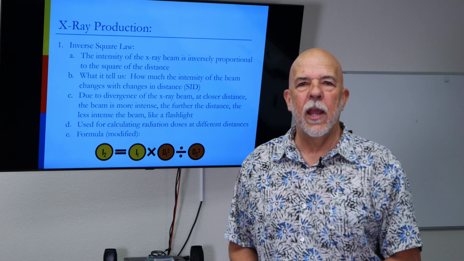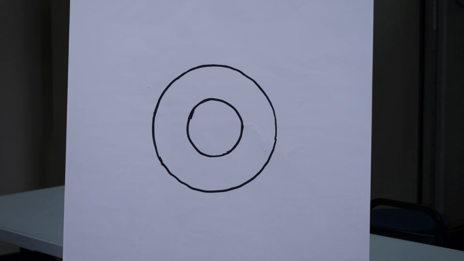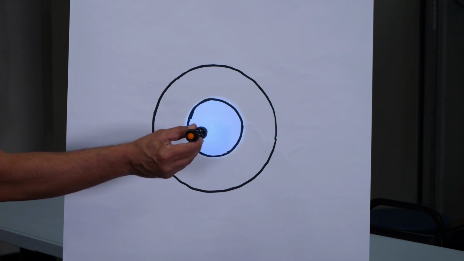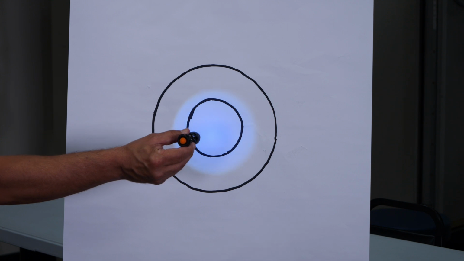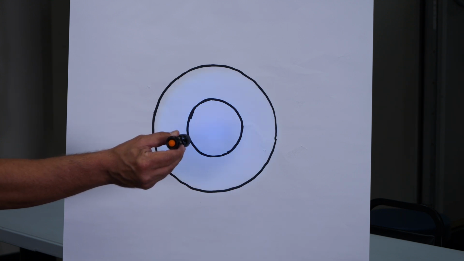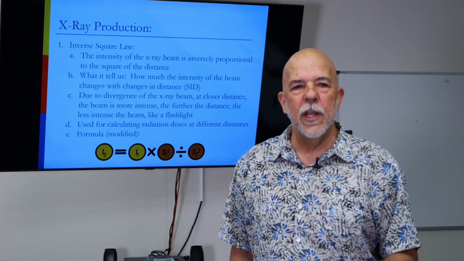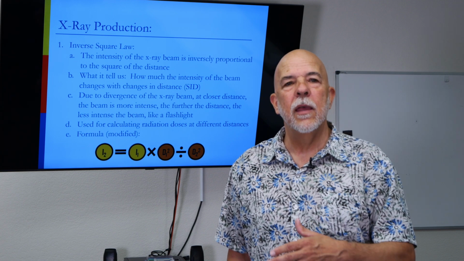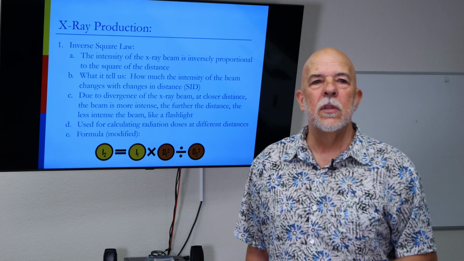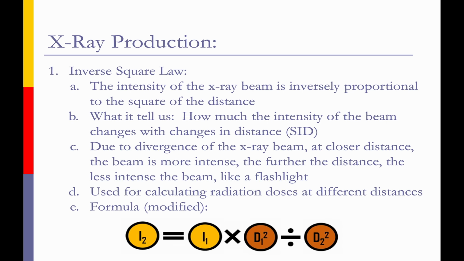It's kind of like a flashlight. If we hold it relatively close in this circle, and say we have 1,000,000 photons in there, we pull the flashlight back to the second circle. The second circle is 4 times the area. So on our inside circle, we have 4 times less photons than the first exposure. So that tells us the further we get from the source, the less radiation dose that we are going to receive. That is due to divergence of the beam, and at closer distances, more intense, further away, less intense, just like that flashlight. You can calculate the radiation dose at different distances.